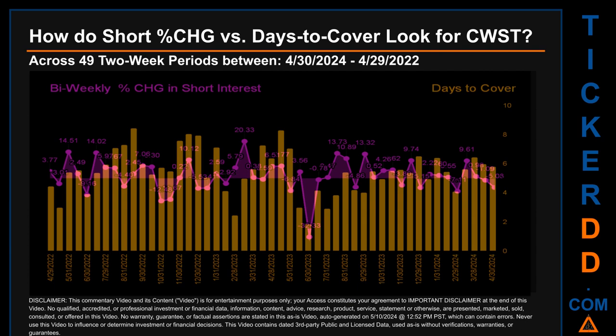Other interesting data points include: the largest percentage increase in short interest was 20.33%. It occurred once on March 15, 2023 settlement date. The largest percentage decrease in short interest found across those 49 two-week snapshots was -32.33%. It occurred once on June 30, 2023 settlement date. The average days to cover was about 5.46. The biggest days to cover was 8.42 and it happened once on September 15, 2022 settlement date.